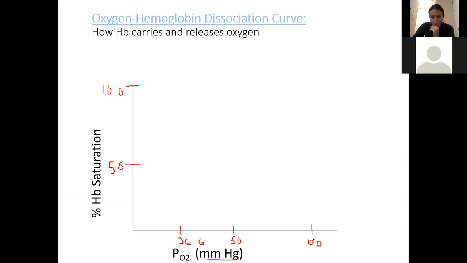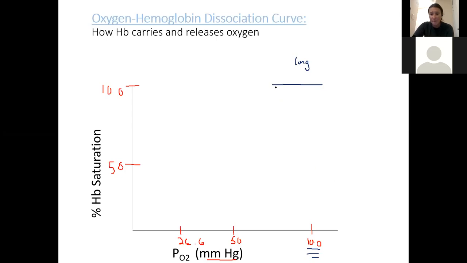Okay. In the lungs, again, we have this partial pressure of oxygen that is approximately 100 millimeters of mercury. And in the lungs, we have a very high affinity of hemoglobin for oxygen. That is, hemoglobin is going to bind to every single little oxygen molecule that crosses over that respiratory membrane and goes into the blood. And so we should have about 100% saturation in places like the lung, where there is such high oxygen. Okay.